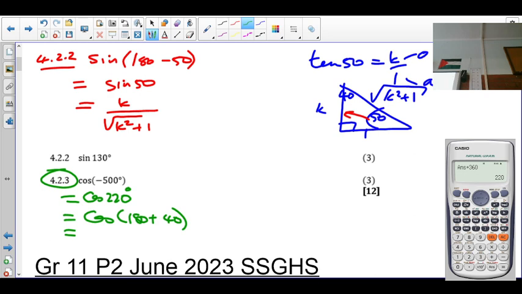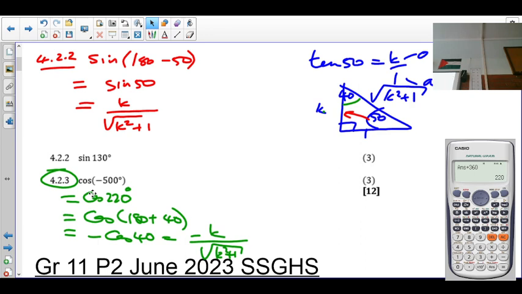So cos is adjacent over hypotenuse. Sorry, cos is negative in the third quadrant. So it's negative cos 40. So it's negative adjacent, which is k over the square root of k squared plus 1. Okay. Any confusion here? Am I moving too fast? No. Okay.